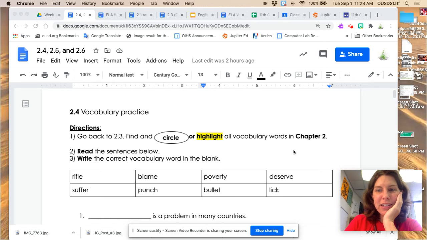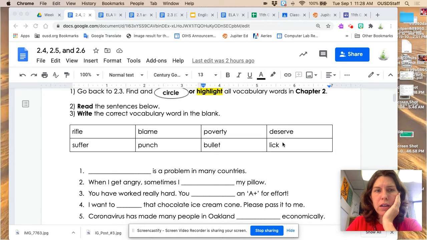Hi students, this is the directions video for how to do 2.4, 2.5, and 2.6. This is both in Google Classroom and in your packet. So you already did this for 2.3, right? You should have highlighted your vocabulary words.